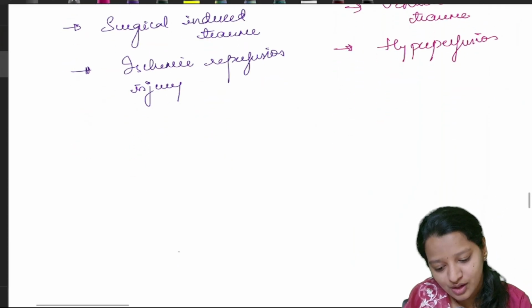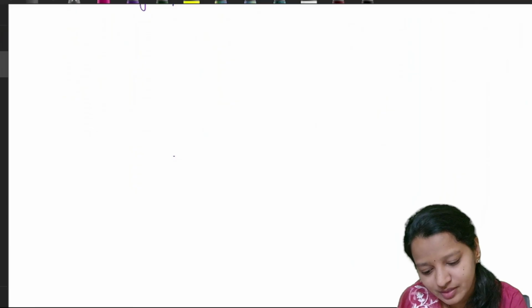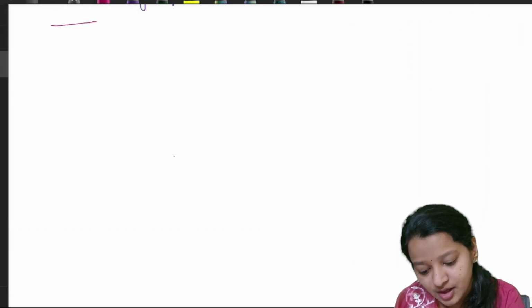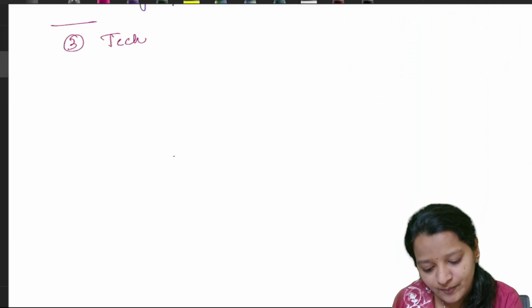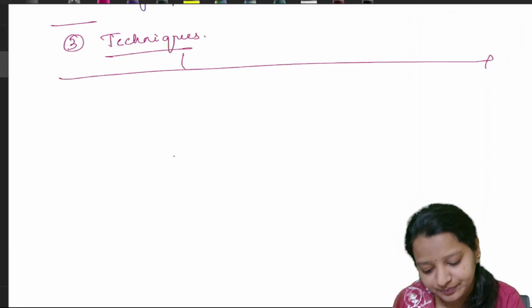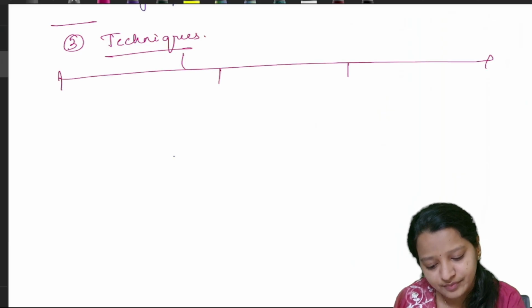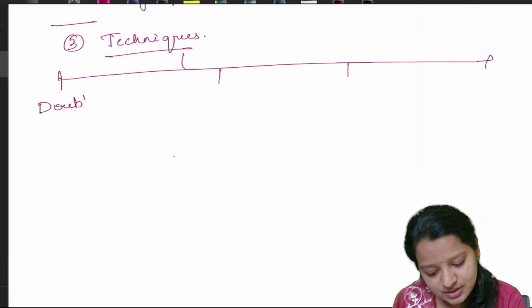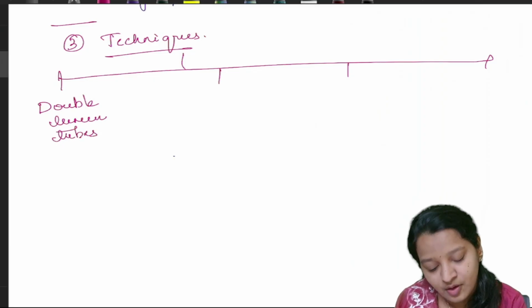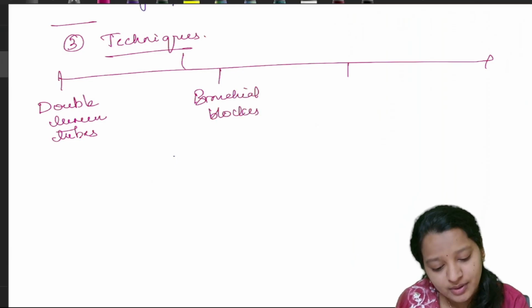Okay. So next topic. How to achieve this one lung ventilation? So techniques. It is by double lumen tubes or bronchial blockers or the normal conventional ET tube directly into the main stem bronchus.